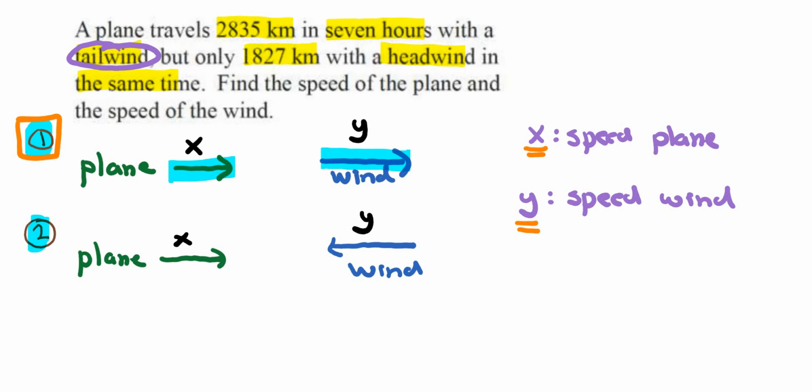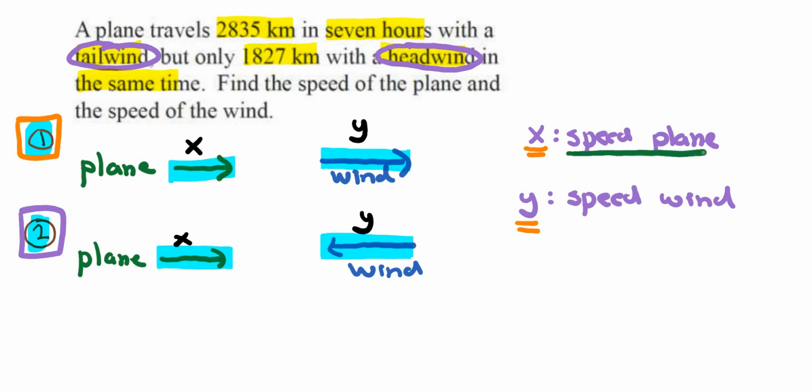Now, in my second scenario, in this purple box here, scenario number two, the plane is still going to the right in blue, but now the wind is going in the opposite direction. So if the plane is going to the right, but the wind is going in its opposite direction to the left, the plane is actually going slower because it's fighting against the wind. That right there is called the headwind situation, right? So we have to be familiar with those two scenarios before we do this problem. Now, in diagram 1 and 2, you see I've labeled x and y. X is the speed of the plane, and y is the speed of the wind.